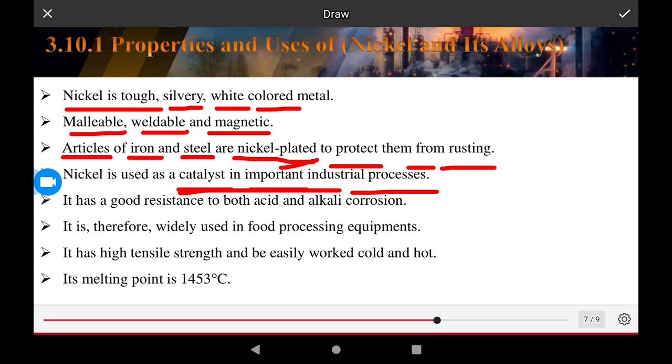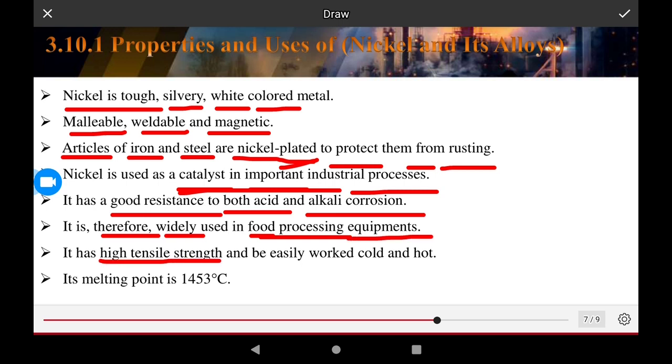It has good resistance to both acid and alkali corrosion, and is therefore widely used in food processing equipment. It has high tensile strength and can be easily worked by cold and hot working processes. The melting point of nickel is 1453 degrees Celsius.